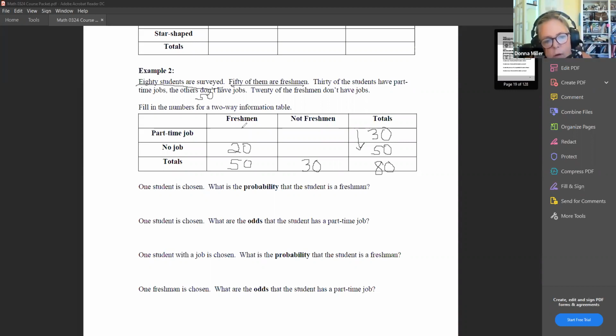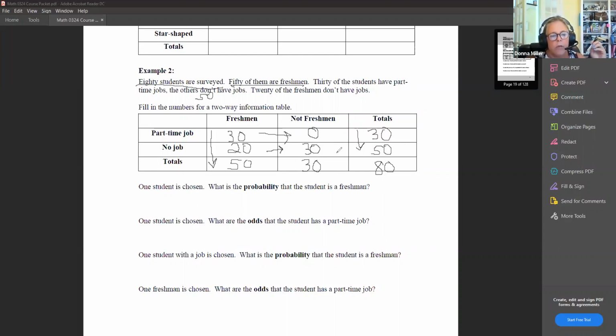All right, so reading across, 20 plus what is 50? So this needs to be 30. All right, going down, totals, what plus 20 is 50? That would be 30. And how many are not freshmen that have a part-time job? Well, we can see that that's going to be 0, because 0 plus 30 is 30. Okay, and going across, all my totals have to add up, which they do. Okay, across and down. All right, now once I have this, I can get probabilities, odds, information, stuff like that.